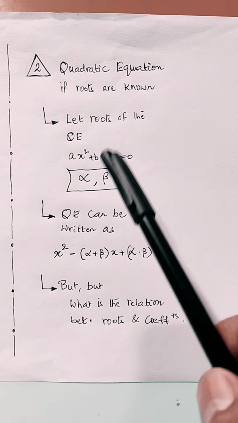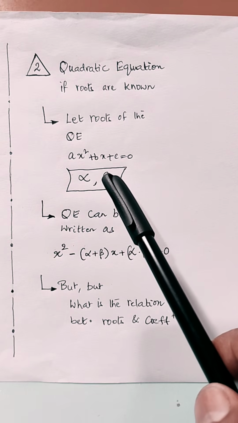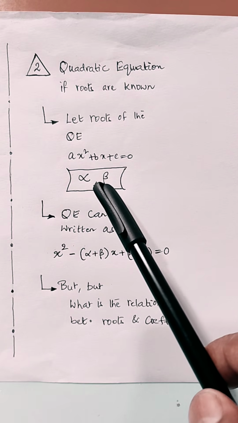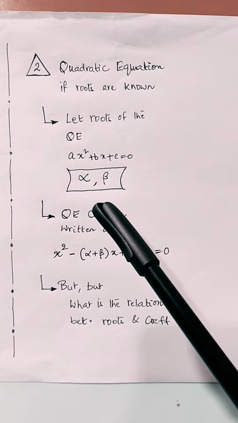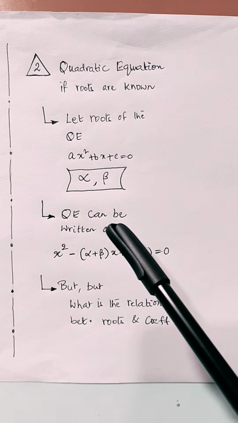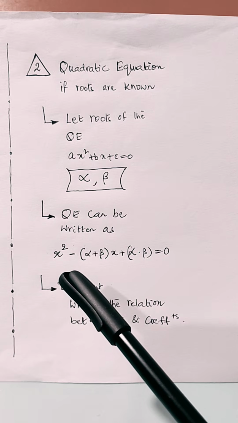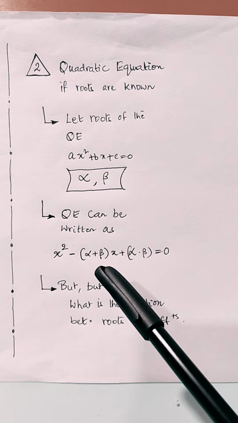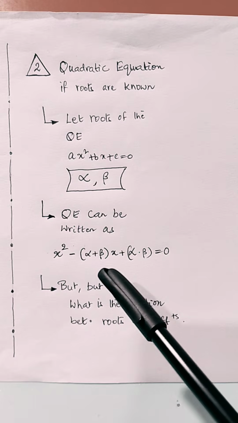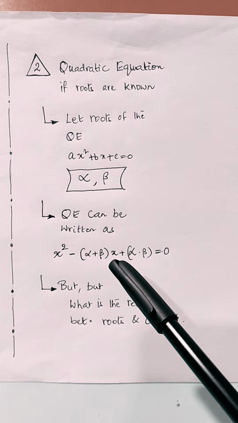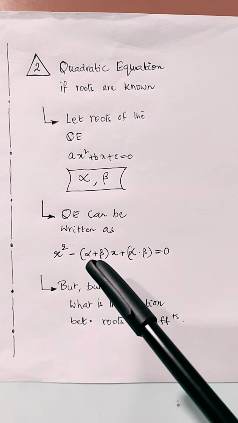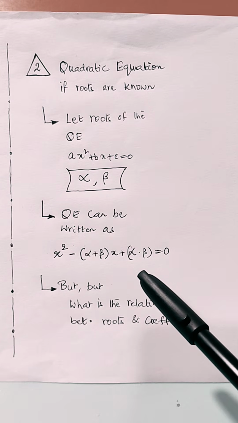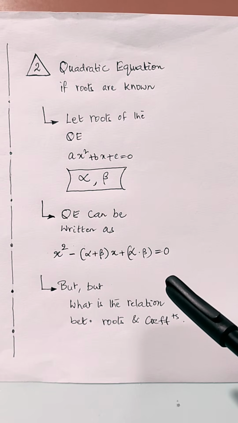If I know the roots of the quadratic equation are alpha and beta, or if I say they are the zeros, actually they are the zeros of the quadratic equation. Even when I say zeros, it can be for the quadratic expression also. Now the quadratic equation can be written as x square minus of alpha plus beta into x, that is the sum of the roots or sum of the zeros into x, so the coefficient of x becomes minus of alpha plus beta, plus alpha into beta, that is the product of the roots, equal to 0.